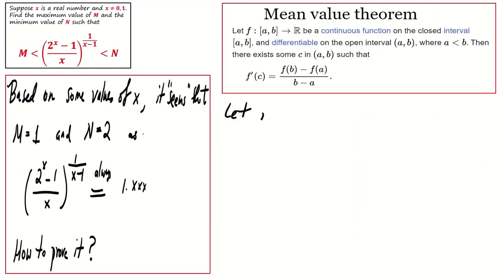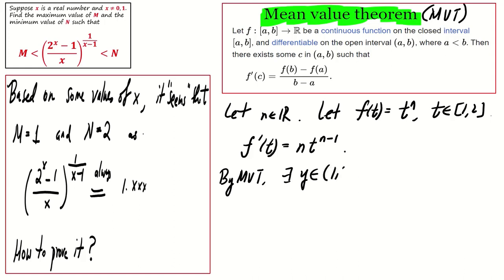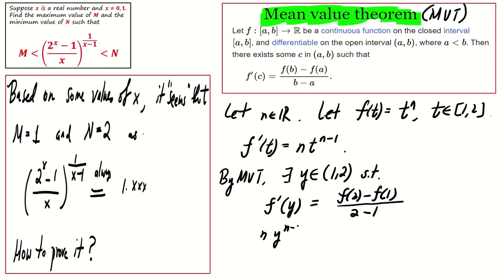Now let n be a real number and let f(t) be t to the power n, where t is in between 1 and 2. Clearly, f(t) is continuous on the closed interval [1, 2] and differentiable on the open interval (1, 2). The derivative of f is n times t to the power of n - 1. Using the mean value theorem, there exists y in between 1 and 2 such that f'(y) equals (f(2) - f(1))/(2 - 1). Using the definitions of f(t) and f'(t) that we obtained, we have n times y to the power of n - 1 equals 2^n - 1.